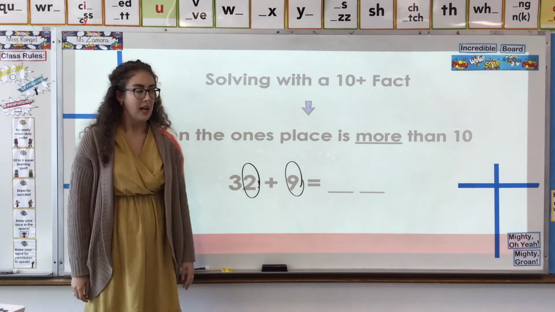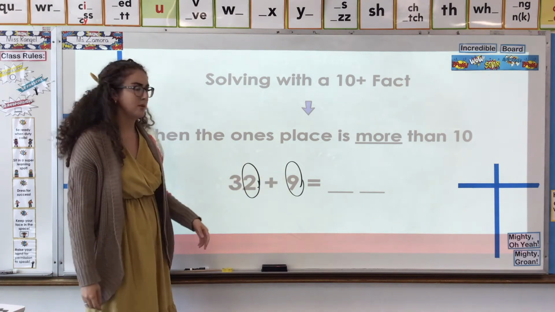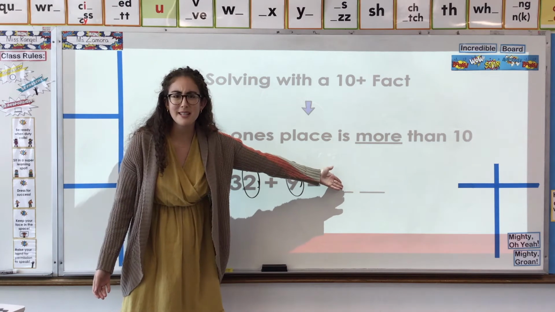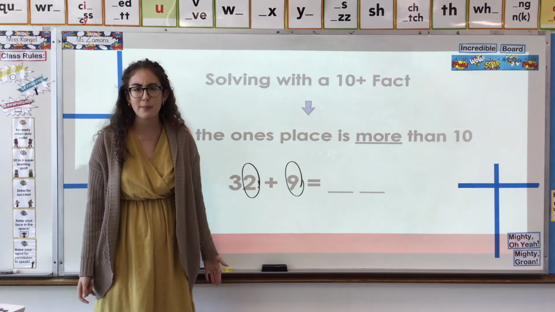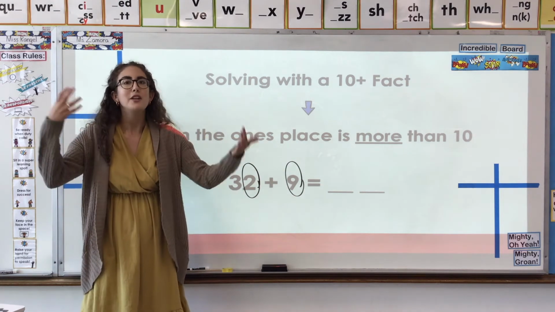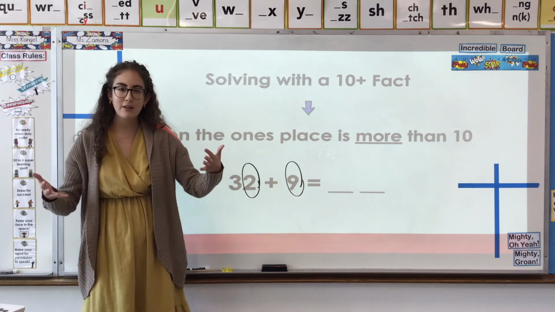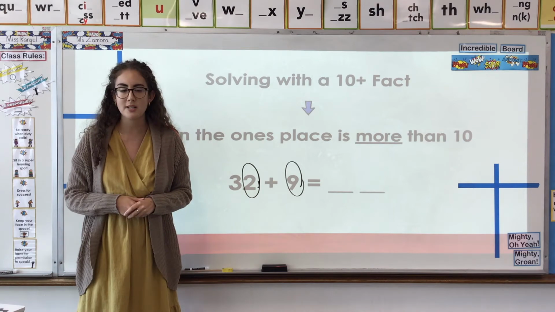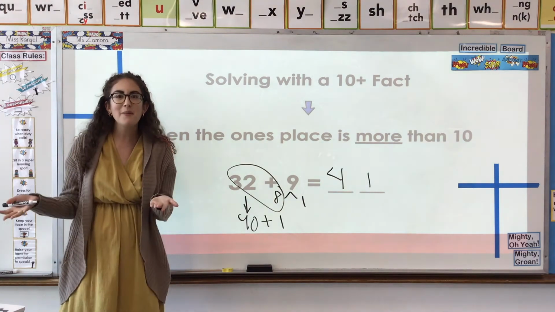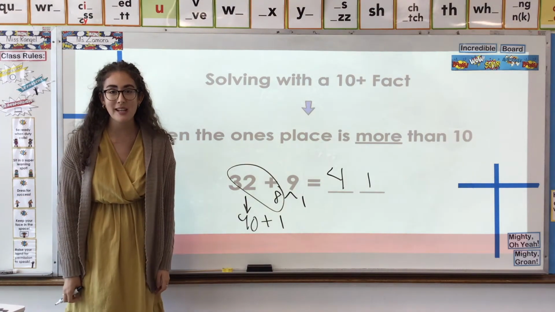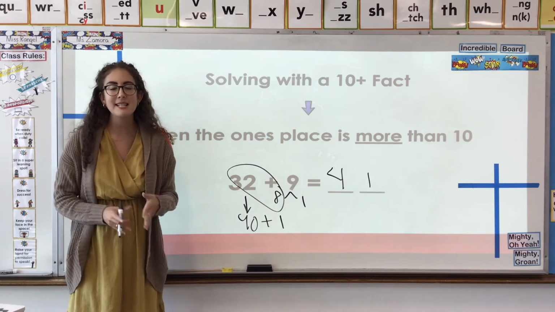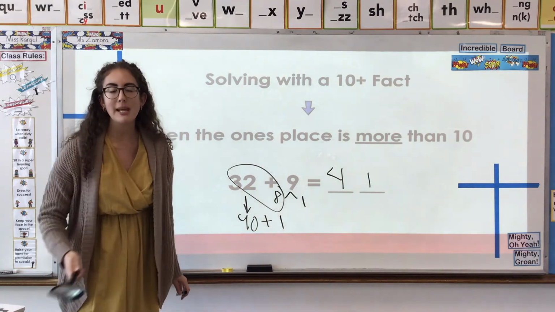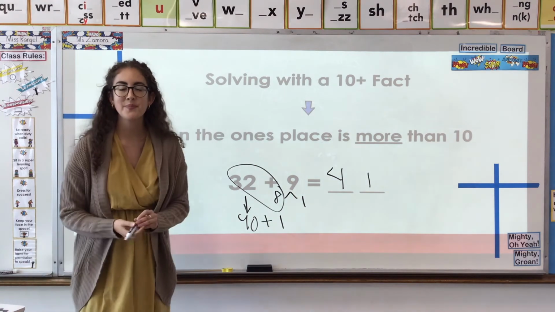So, if 9 plus 2 is going to equal 11, can we put that over in the ones place? Can you have two numbers in the same place? No, you're going to get all confused. So now we know to use a 10 plus fact to solve. I know you might be thinking that's a little confusing, but the more we practice, the better we will get at finding those clues and being a math detective.